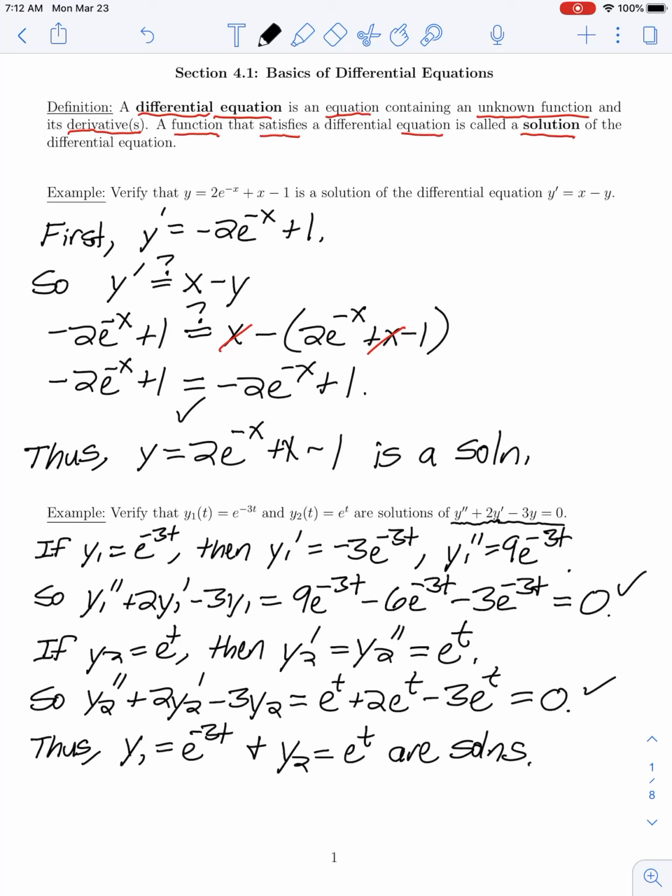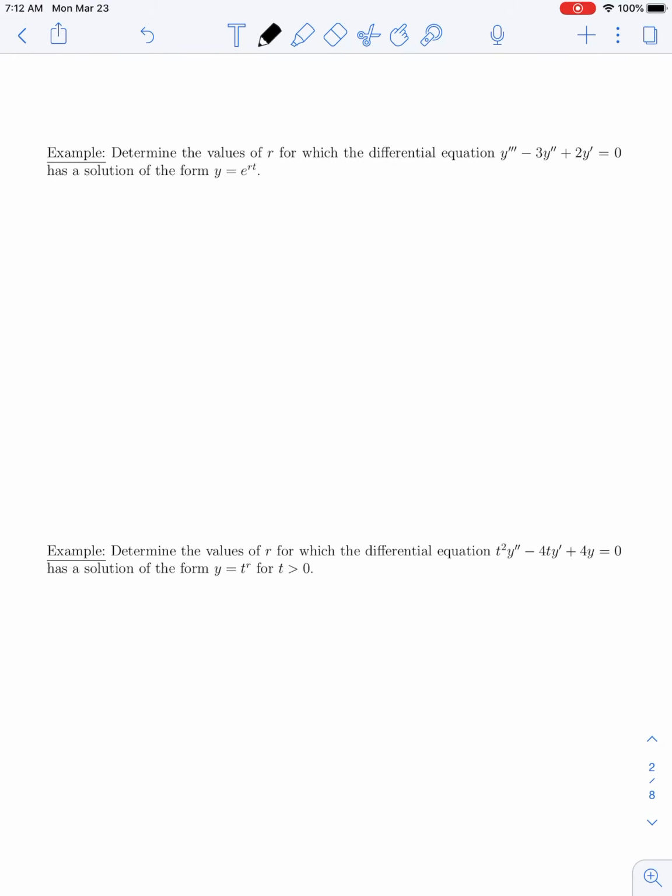So it's often useful to check whether the function which you found is indeed a solution of the differential equation we started with. And this is how it can be done, as in these last two examples. So in our next part of this section, we will look at how we can possibly find these functions which might be a solution to a given differential equation. And one technique is by making an assumption about the form of our solution. So to illustrate this process, let's look at a couple of examples.